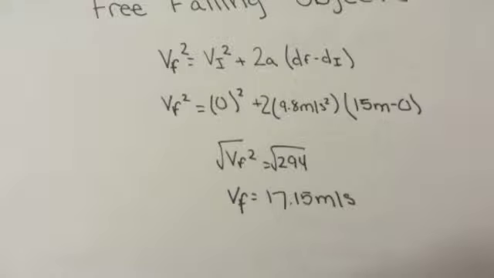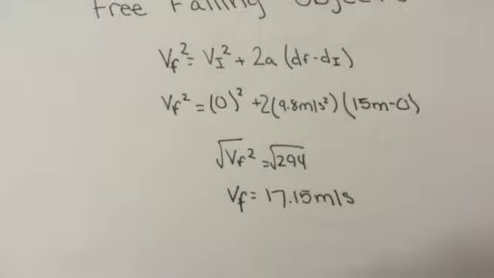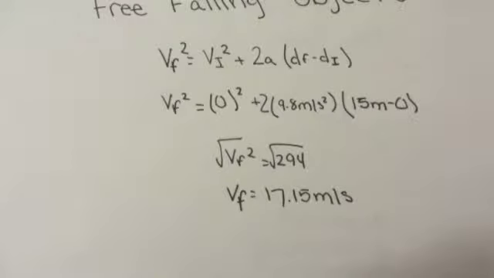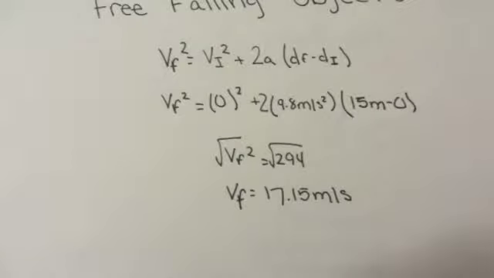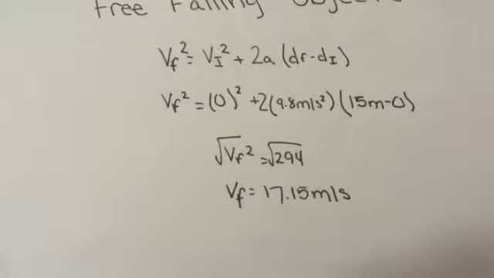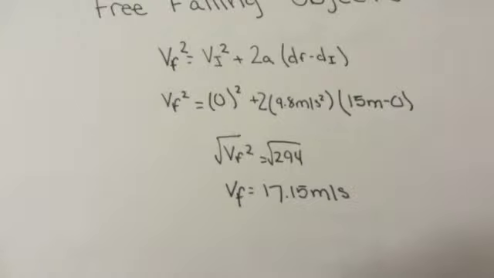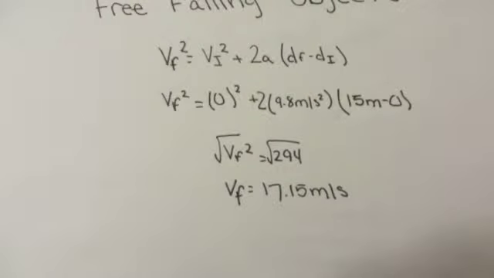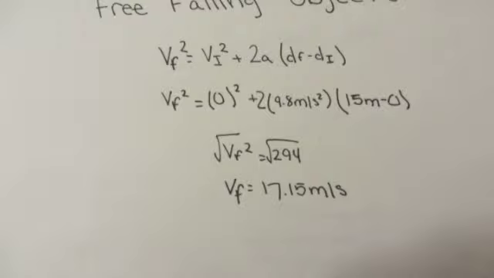The final velocity squared equals the initial velocity squared plus 2 times acceleration or gravity multiplied by the distance final minus the distance initial. In this case, the initial velocity is 0, plus 2 times 9.8 meters per second squared, also times 15 meters minus 0. The final velocity squared equals 294. To cancel out the square, you have to square root both sides. So, the final velocity equals 17.15 meters per second.